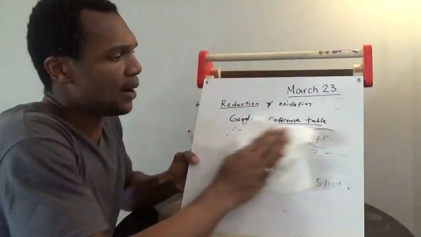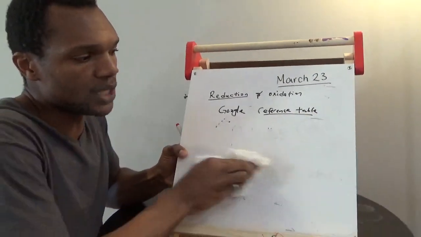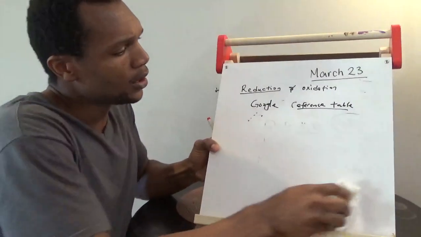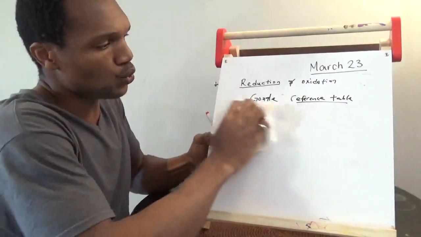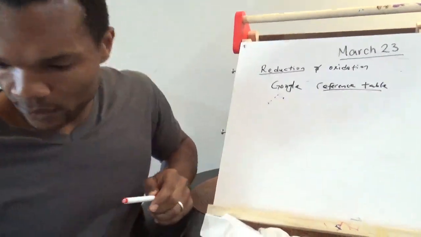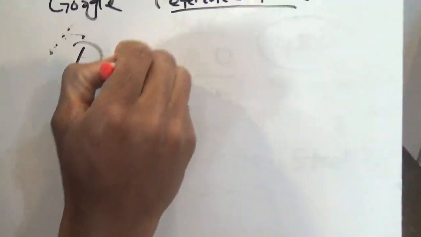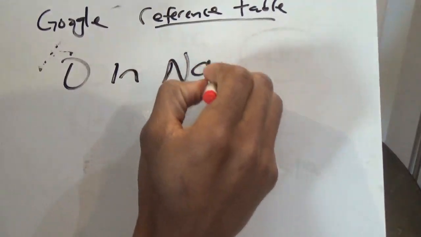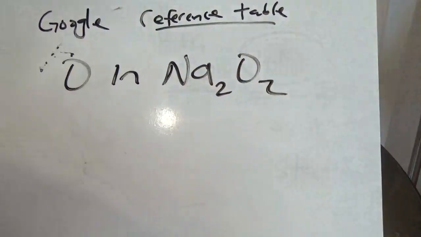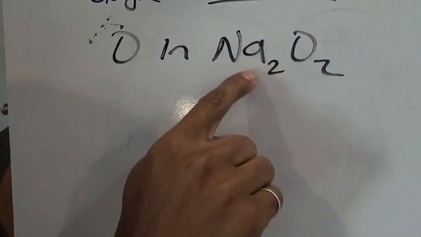So the next example I want us to talk about, still staying on page 480. Page 480 shows you all the rules. Now let's look at another one that says, what is the oxidation state of oxygen in Na2O2? So once again, this is a compound.